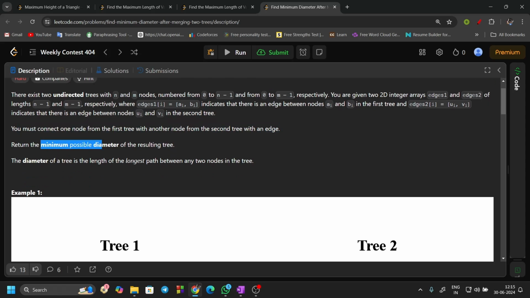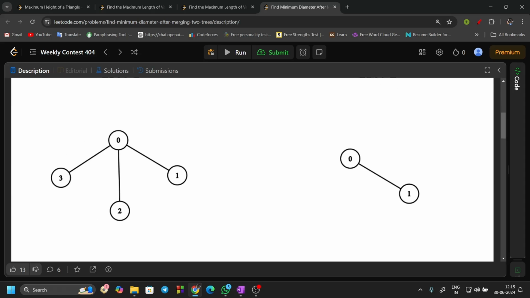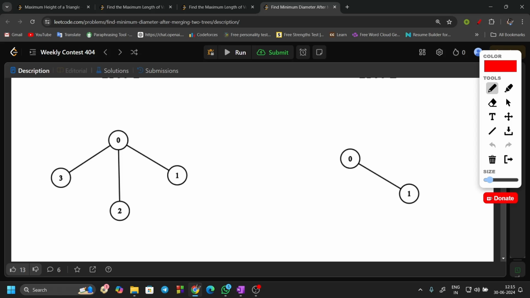Return the minimum possible diameter of the tree. So you are given two trees here, and what you need to do is connect one node of a tree with another node of the other tree. You can pick any one node from the first tree and one node from the second tree, and you need to connect these nodes.